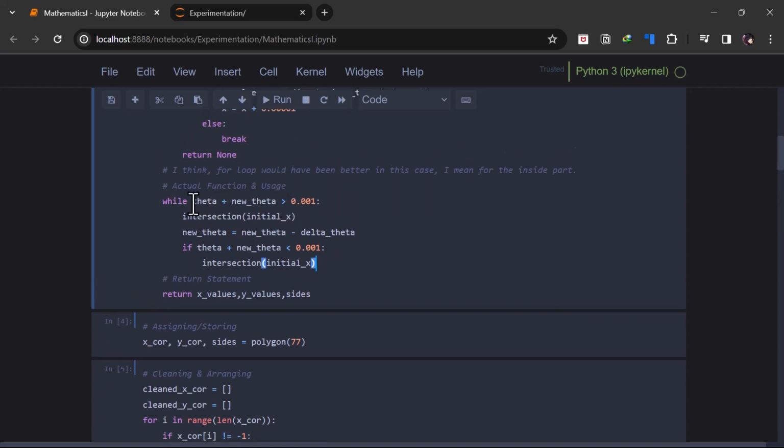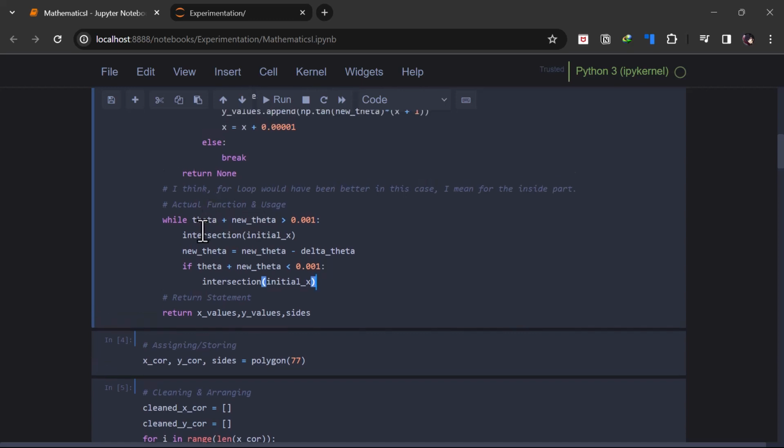If this condition is true, if theta plus new theta is greater than 0.001, that means they are not very close to each other, they are still significantly far apart, and initially they will all obviously be the same. In the first case, theta plus new theta is also theta, so it's just 2 theta, right? So if it is 45, then in the first case new theta will also be 45, so 45 plus 45 will be 90, right? So in those cases the loop will run.